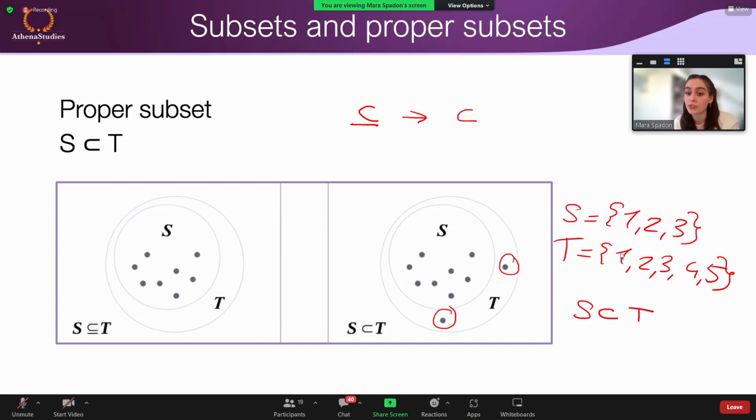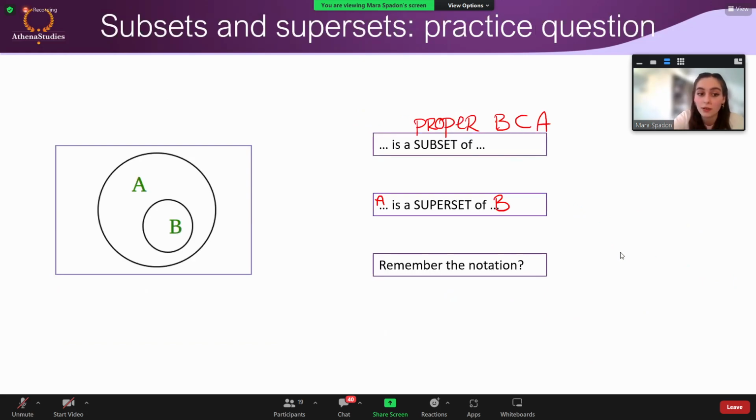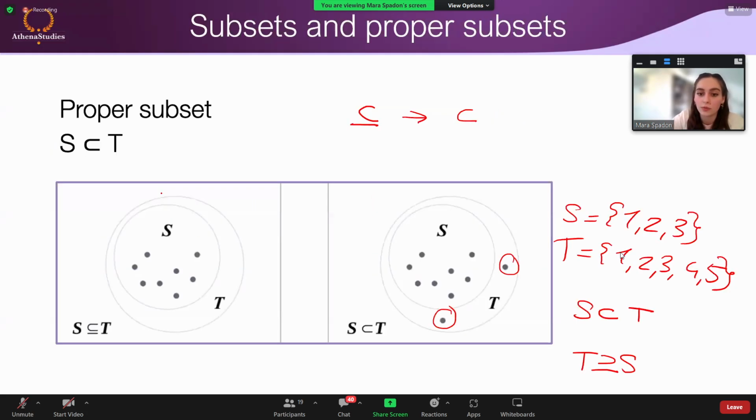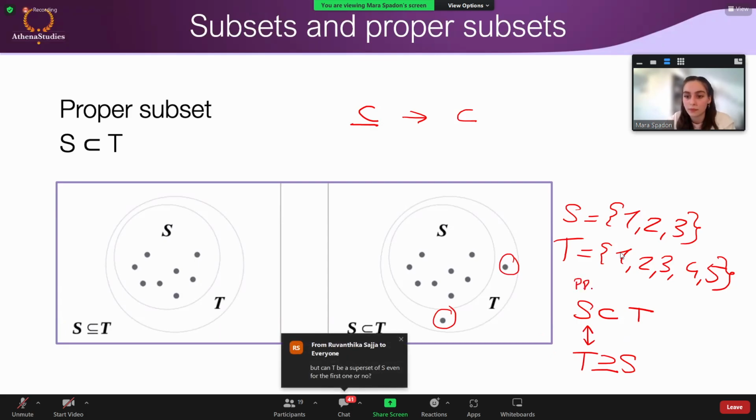I got a question before saying, does this then mean that T is a superset of S? Yes, this is indeed the case, because remember what was a superset? It looks like this, right? We have a circle inside of a circle, which is exactly what we have here. So remember that these are kind of interchangeable. If S is a proper subset of T, then T is a superset of S. But T can be a superset of S even for the first one.